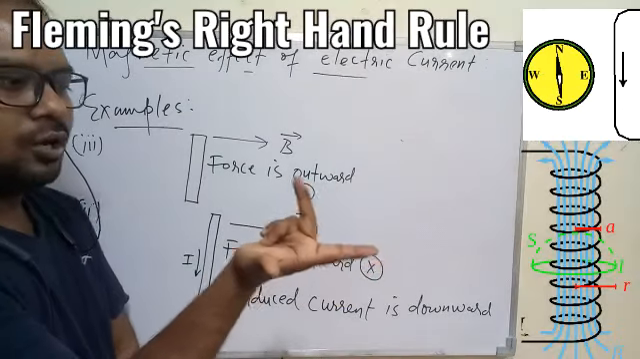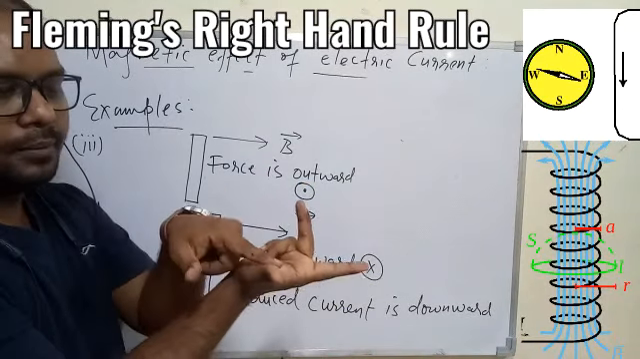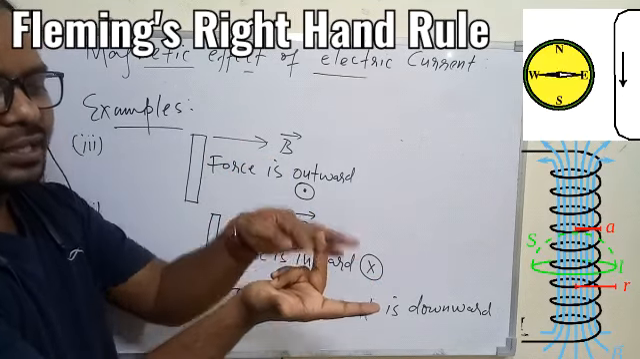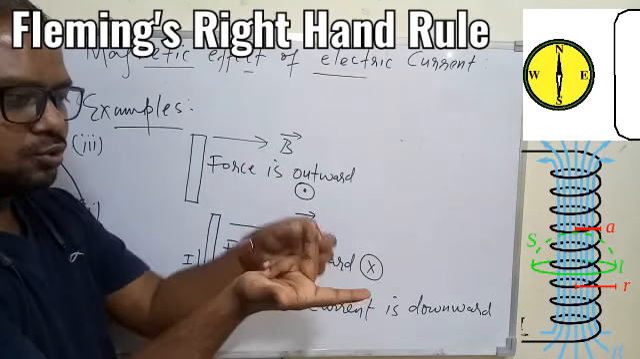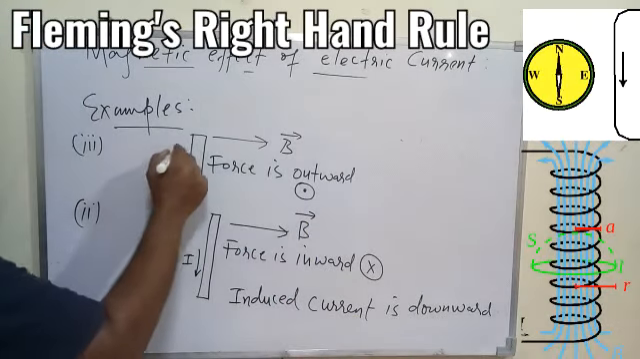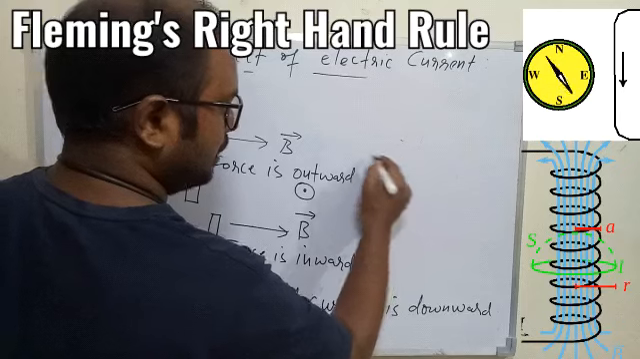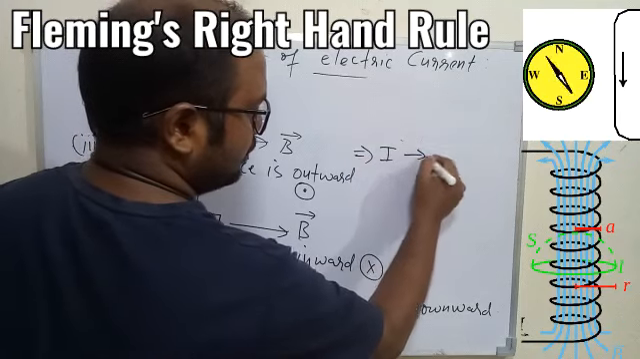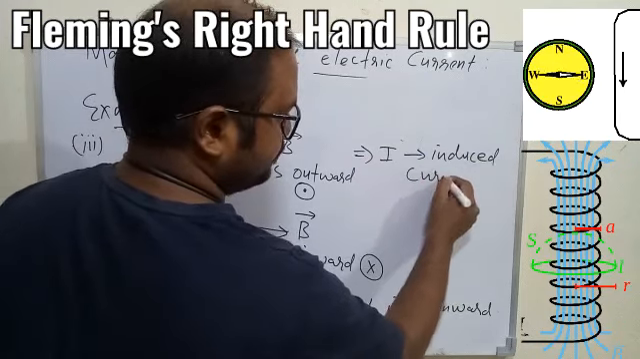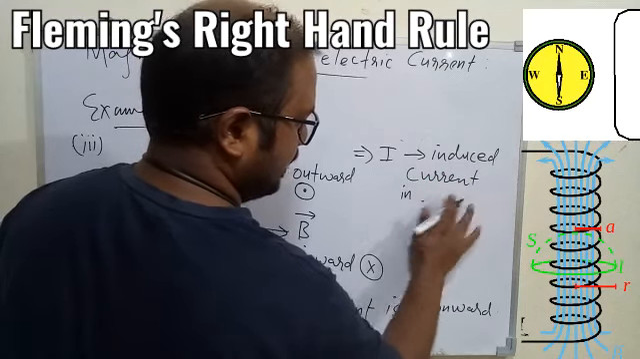So in this case, the magnetic field is along this direction, and the thumb is towards you because the conductor is moving towards you, outward. Automatically the center finger is showing the upward direction, so this is the direction of induced current. So in this case the induced current I will be upward, so we can say I, that is induced current, in upward direction.